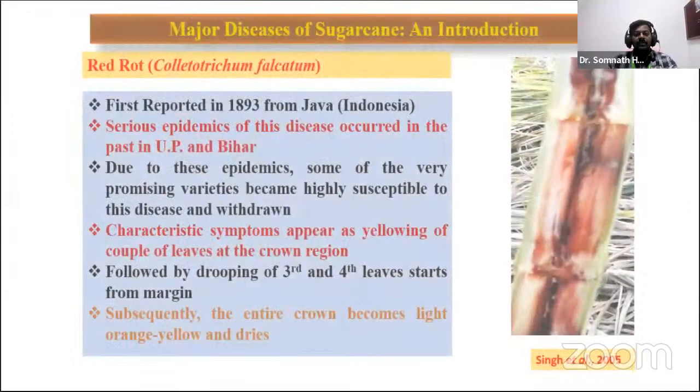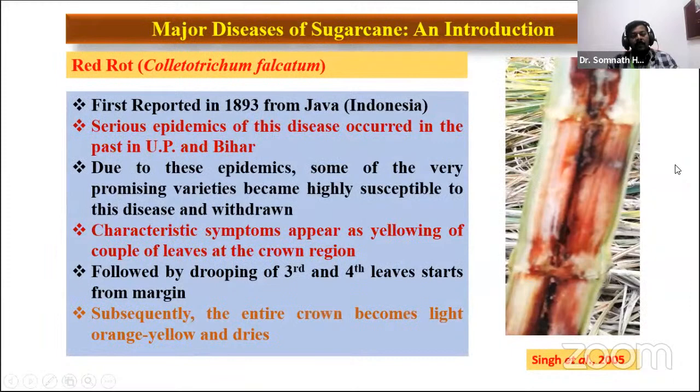So we'll go one by one based on the symptoms. We can see the red rot. Red rot is one of the major important diseases of sugarcane in India, which was first reported in 1893 from Java, which is now part of Indonesia. A serious epidemic of the disease occurred in the past in Uttar Pradesh and Bihar. Due to these epidemics, some of the very promising varieties became highly susceptible and were withdrawn from cultivation.